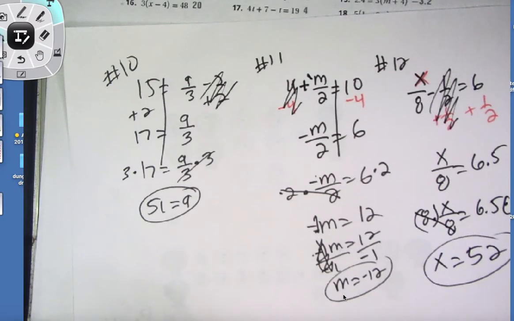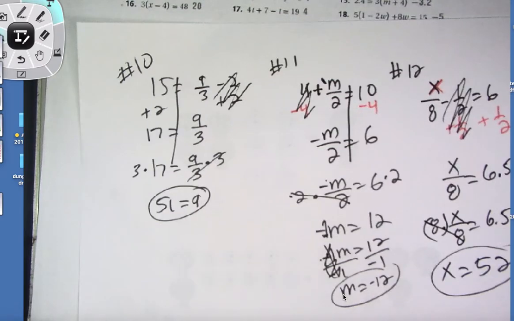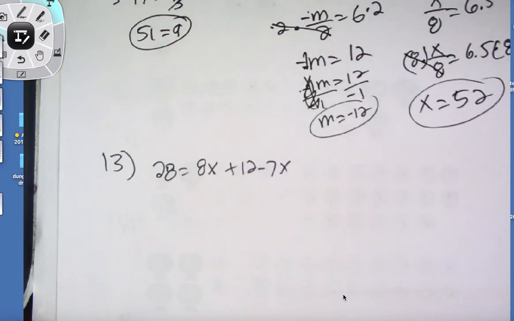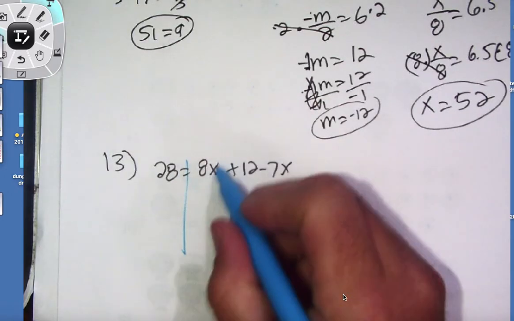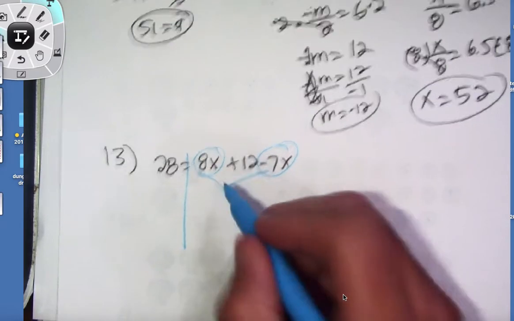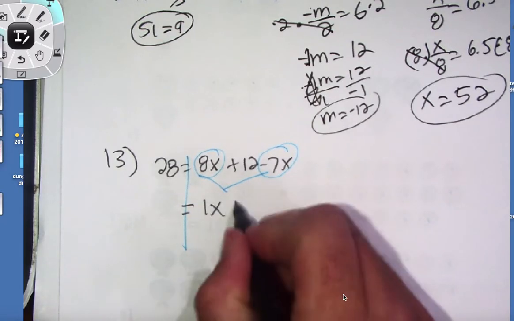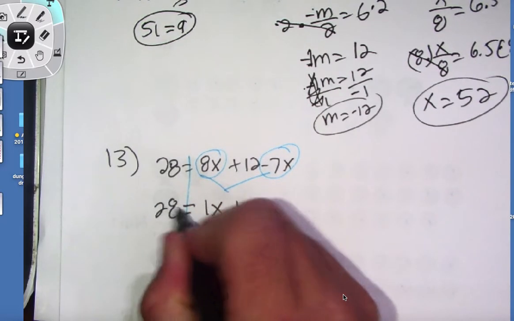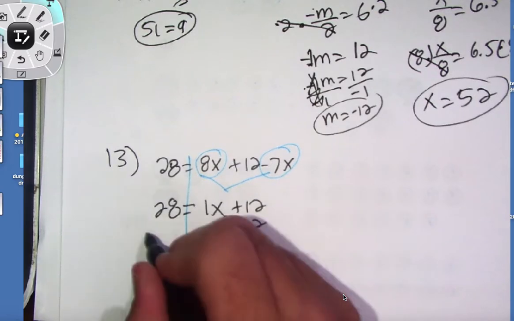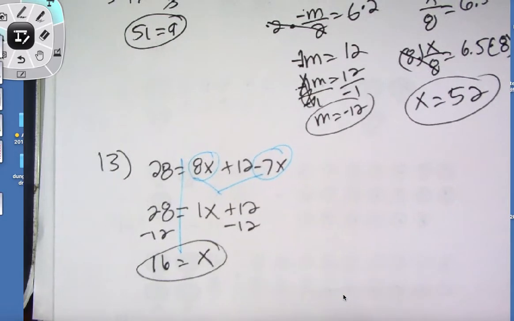Okay, 13. You can't see it. All right, so this is one where we have to combine some like terms. So we have 8x and then minus 7x. So these come down together. We can change the order and move them, and so we get 1x plus 12 equals 28. And then take away 12 from both sides. And we have our answer.